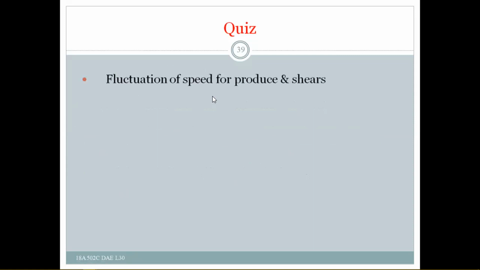Next, the coefficient of fluctuation of speed for shears, etc. is 0.02, 0.1 to 0.15, or 0.5 to 0. And which is the right answer? So 0.1 to 0.15 is the right answer.